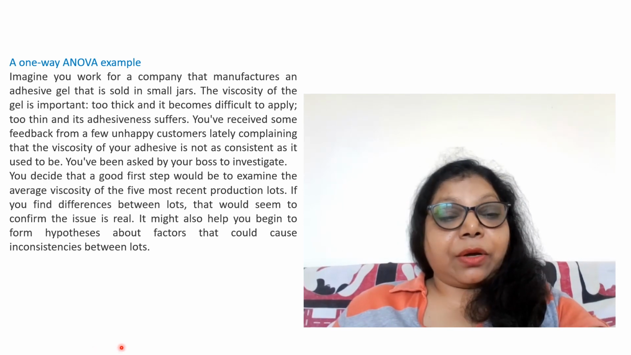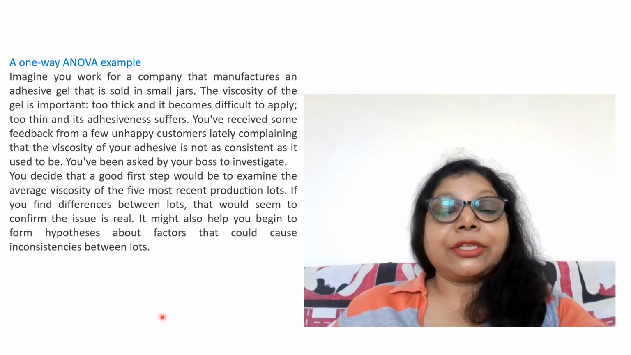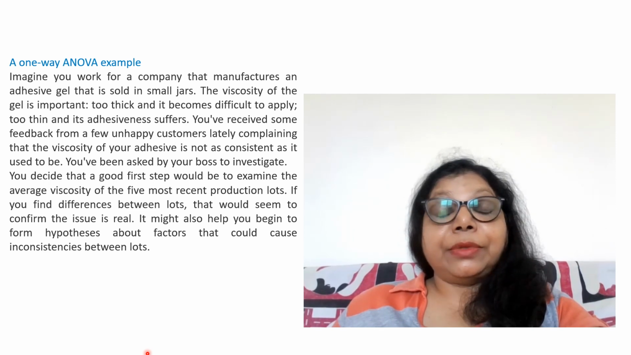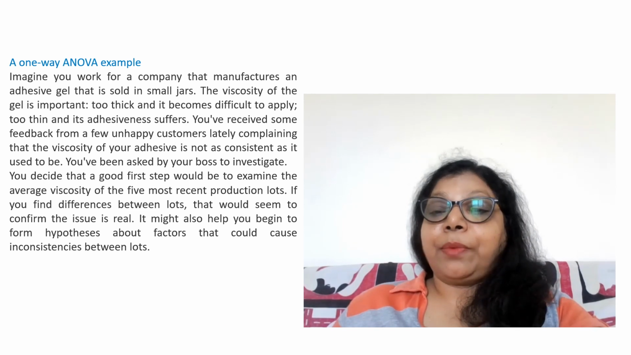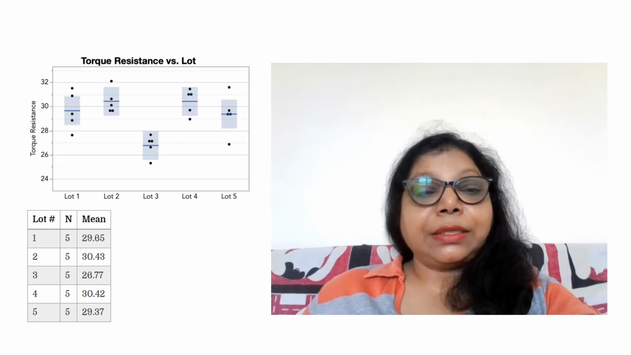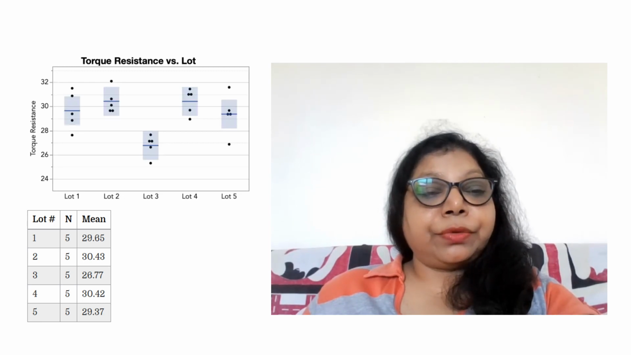Now, this technology yields a measurement called torque resistance, and we just test 5 jars selected randomly from each of the 5 recent lots. Okay, and we obtain the torque resistance measurement for each jar and plot the data. So we can see over here the torque resistance versus lot, and this is the chart before us, and here is the table also showing the mean of the five different jars.